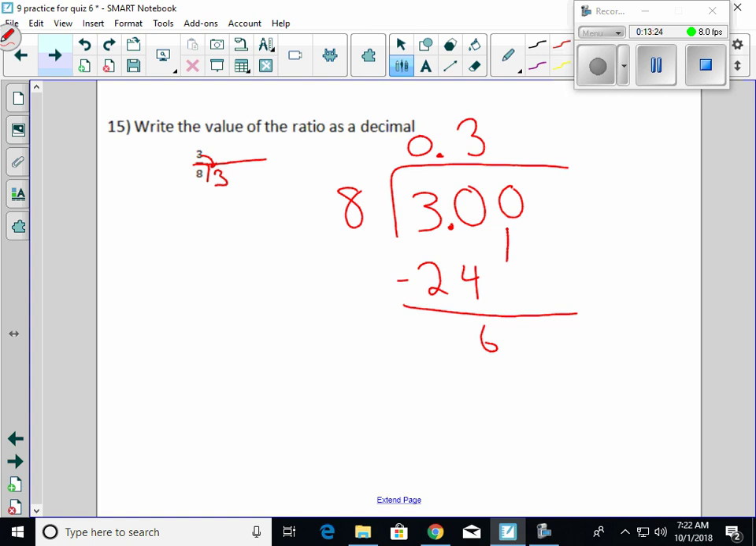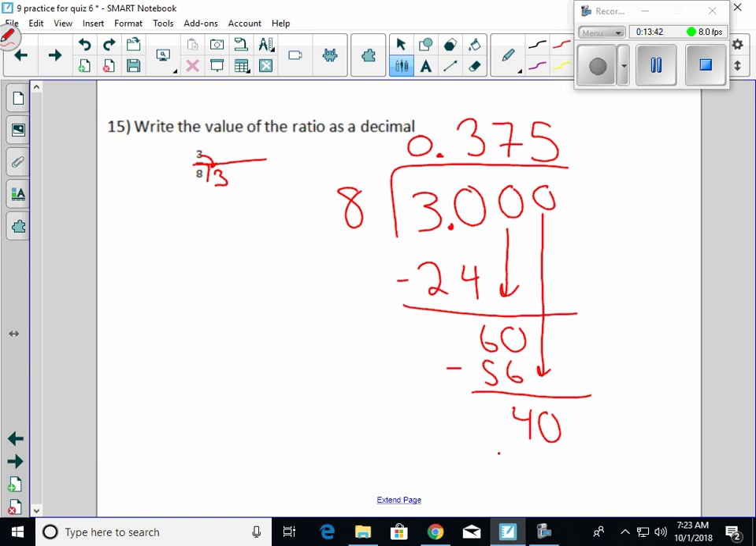I need another 0. Now 8 goes into 60 7 times, because 7 times 8 is 56. Need another 0. And 8 goes into 40 5 times, because 5 times 8 is 40. I'm done because there is no remainder. So 0.375.